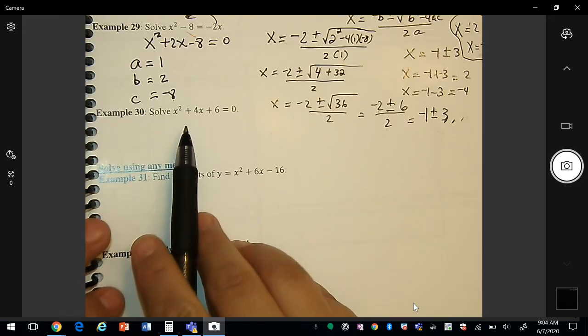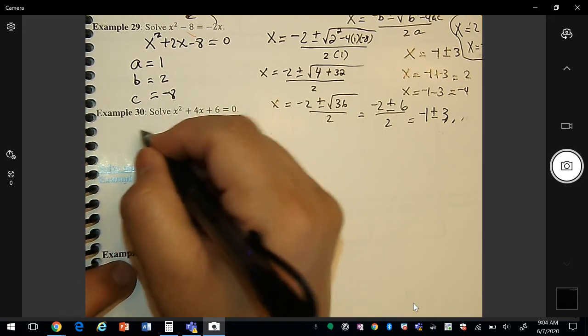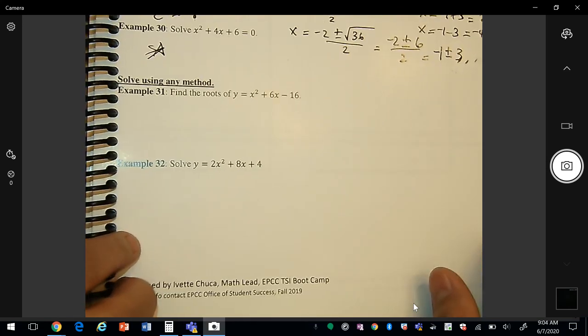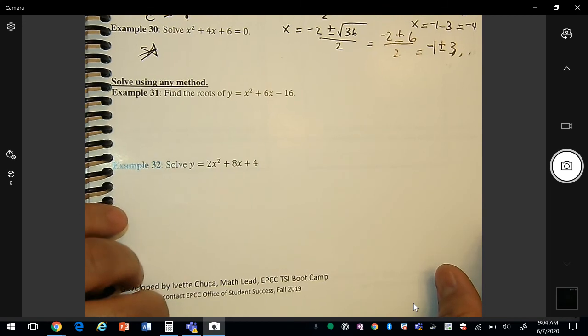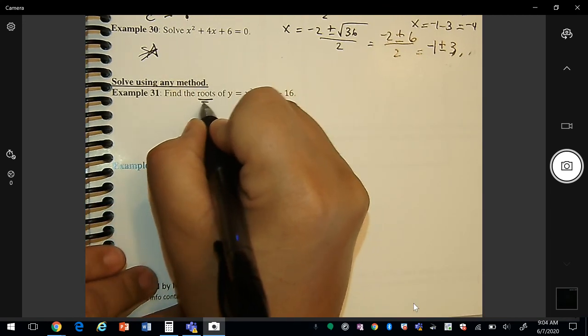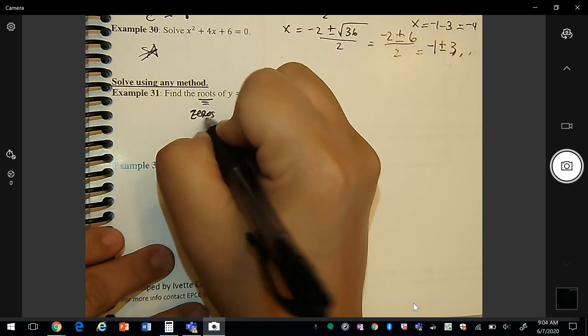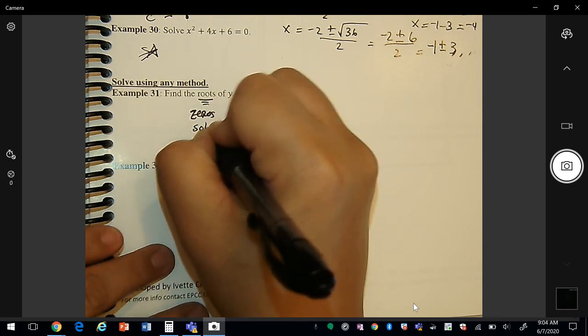Okay, I will let you try example 30, and then if you get stuck, you can ask me during my office hours or send me an email. Solve using any method. So find the roots. Again, find the roots means zeros, or it means solutions.